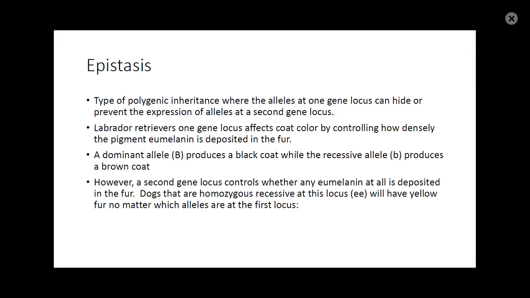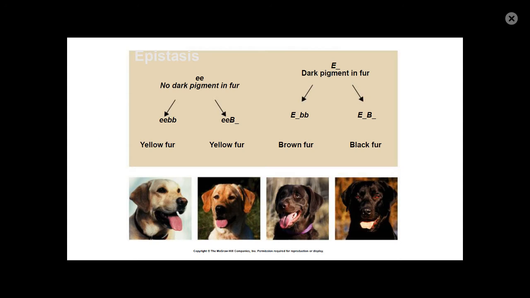Okay, so that's epistasis. In this case, there are two genes controlling the pigment color. We can recognize that if it's homozygous recessive for this E gene, no matter what, it turns out to have yellow fur. But if it has one copy of that dominant E allele, then it will have brown or black fur depending on what the other gene says. Does everybody follow along with that?